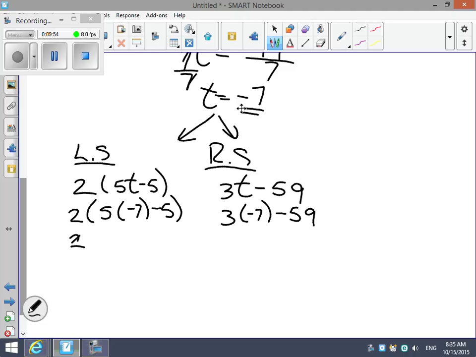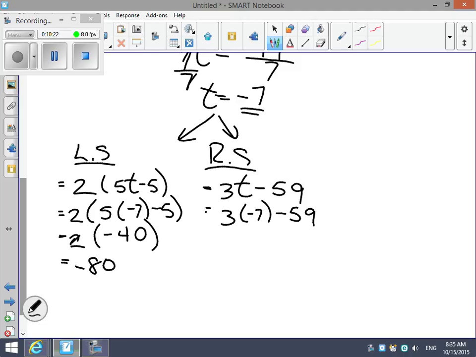My pen is a little bit off this morning. 5 times negative 7 is negative 35. Negative 35 minus 5, it's going to get 5 colder, so that would be negative 40. Oh, and I'm not done, because 2 times negative 40 equals negative 80. Make this look neat by putting all my equal signs in here, and I'll go over to this side.